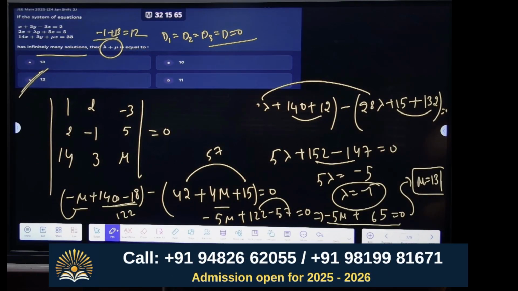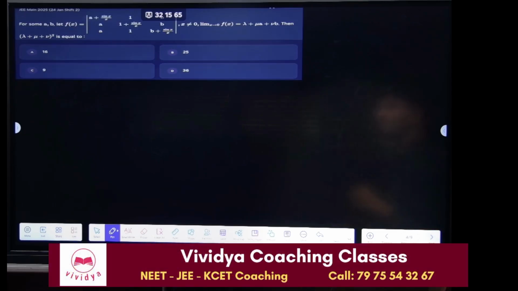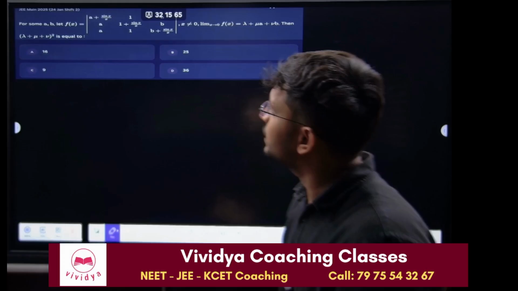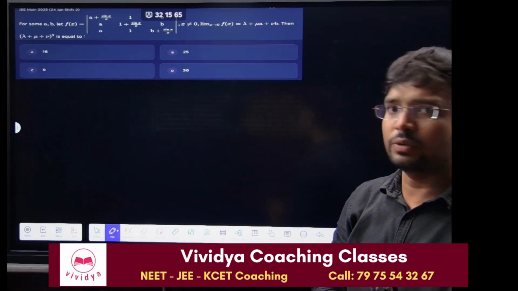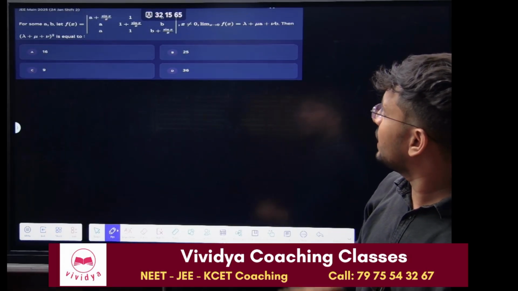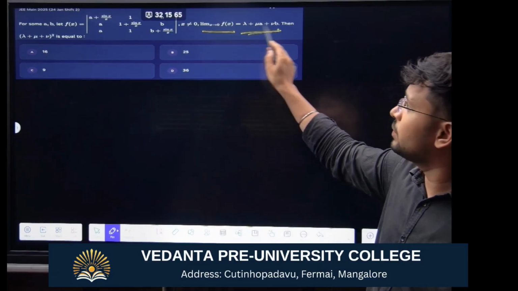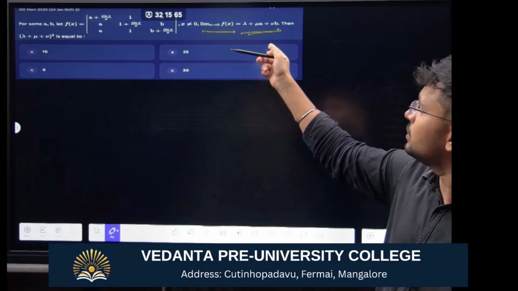So simple statement wise, generally determinant questions are very straightforward. Now let's go for the next. Here again it is given in the form of a limit. This is a question from the 24th January 2025 shift. We have to find the limit of this function, which is given in this format. Then what is the value of lambda, mu and nu?